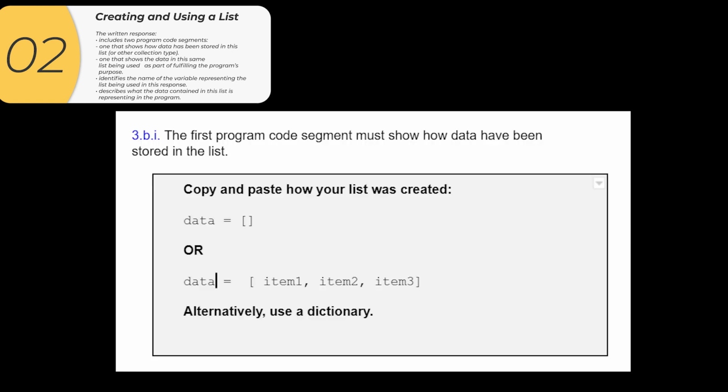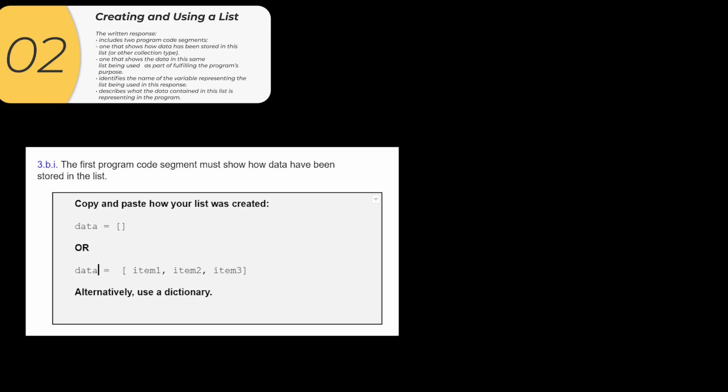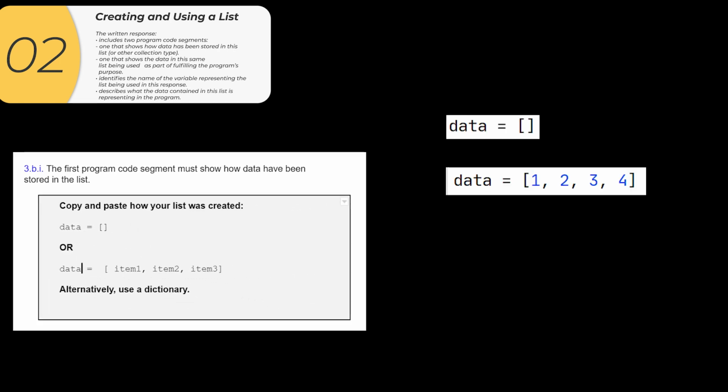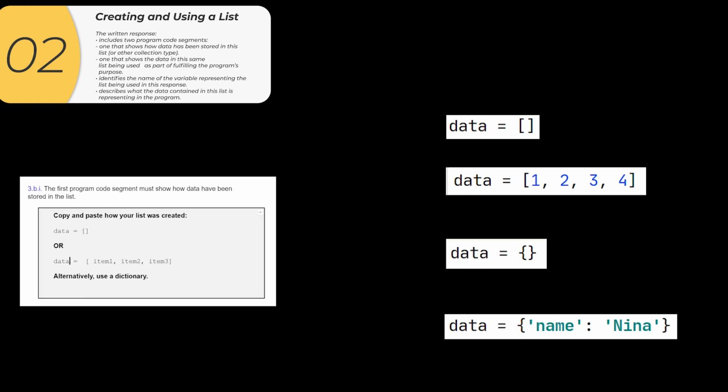The second point is about creating and using a list. This point is covered in questions 3B1, 3B2, 3B3, and 3B4. Most people end up getting this point. For 3B1, you want to show how the list comes into existence. So this list could be empty, it could be filled, it doesn't matter, you just have to show how it comes into existence. You could also use a dictionary if you prefer.